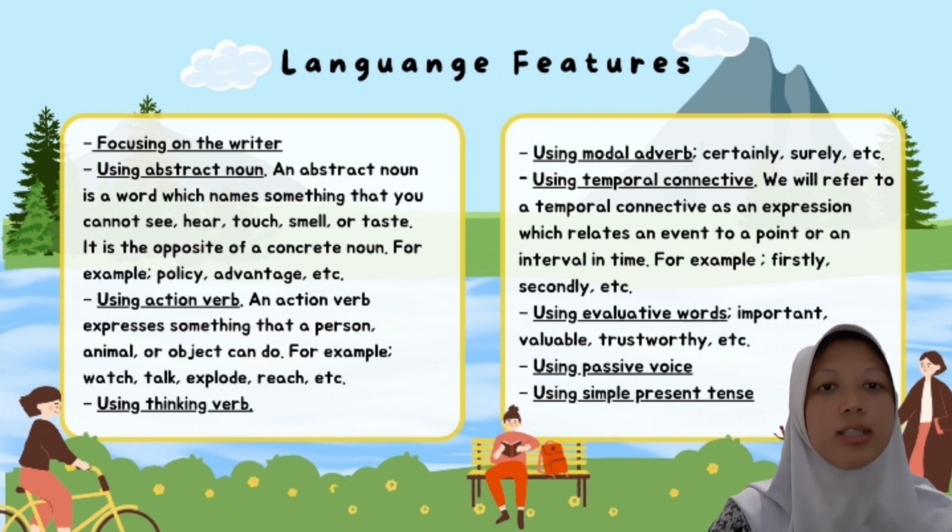The third one is using action verb. An action verb expresses something that a person, animal, or object can do. For example, watch, talk, explode, reach, and many others. Next is using thinking verb, using modal adverb, and then using temporal connective. A temporal connective is an expression which relates an event to a point or interval of time. Next is using ablative words, using passive voice, and then the last one is using simple present tense.